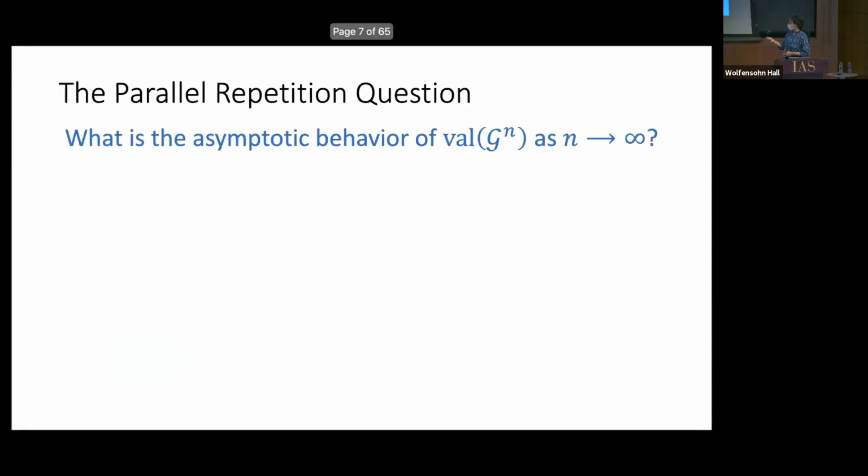So this is the value of the n-fold parallel repetition of G. And the big question here is, what is the asymptotic behavior of the value of G to the n? How does the value of G to the n behave as n goes to infinity? How does parallel repetition affect the value of the game? This is a really natural question to ask. You have a game, you're trying to reduce the value by repeating it in parallel. And the question is, how fast does this value go to 0?